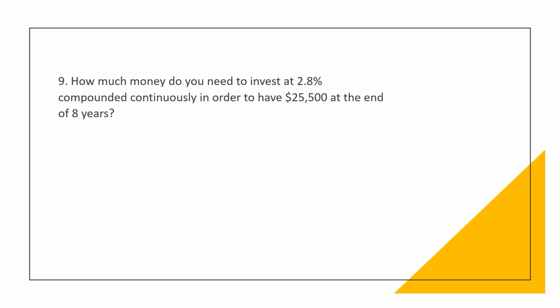Number 9, ooh, what a fun slide. Number 9, how much money do you need to invest? Ooh, interesting. When you see this, right away, you know what you're going to be solving for. You are going to be solving for the P, the principal, the amount that you're investing. You're investing at 2.8%. And it is compounded continuously, and the amount that you want to have is $25,500.